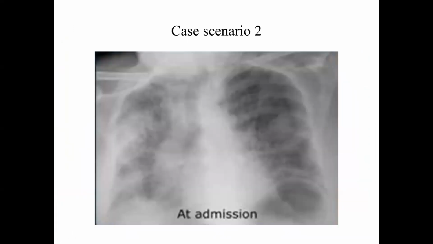Case scenario 2: this is a 73-year-old elderly female who presented to casualty with COVID symptoms. Initially, she didn't have any breathlessness. Three days before this X-ray, her X-ray was normal and she was sent back. Now she has presented with breathlessness and hypoxia. On admission, the X-ray is showing bilateral patchy opacities and more of a consolidation.